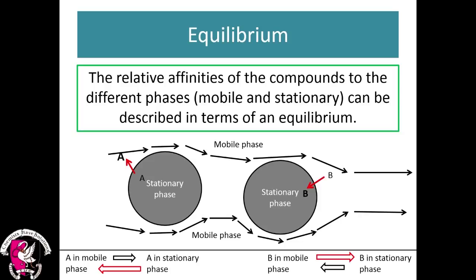So it's good to think about this in terms of an equilibrium, that both A and B are not just in one of the phases. They're in an equilibrium between the two, but the position of equilibrium determines how far up they'll move. So A has a higher affinity for the mobile phase, which means the position of equilibrium is in the mobile phase, and the opposite is then true for B.